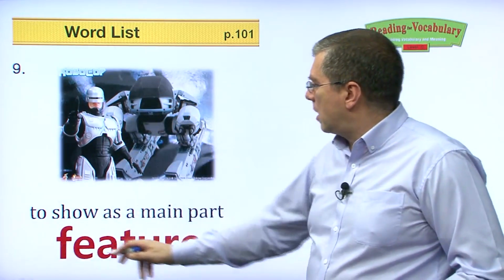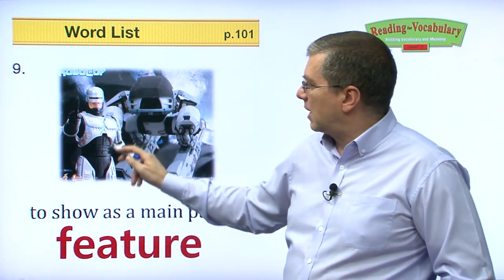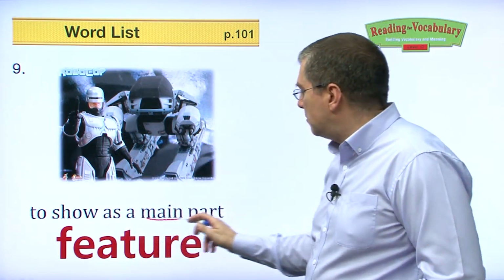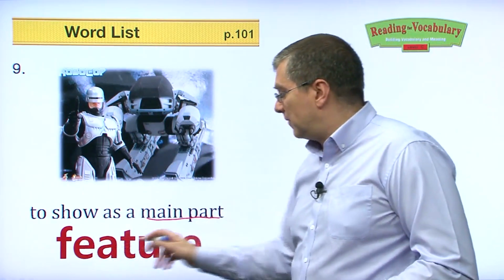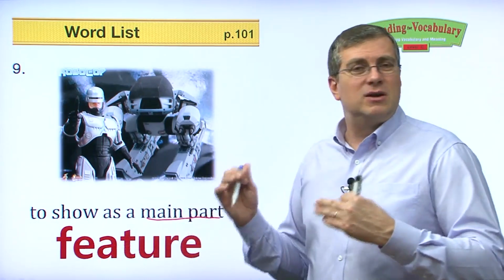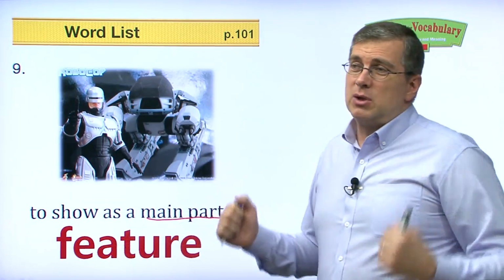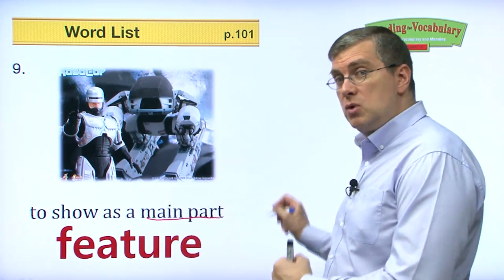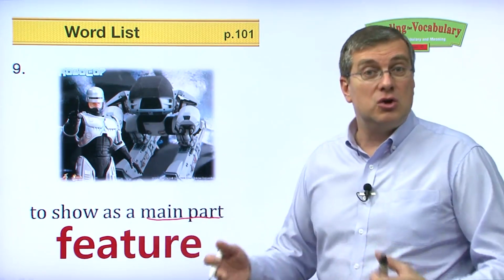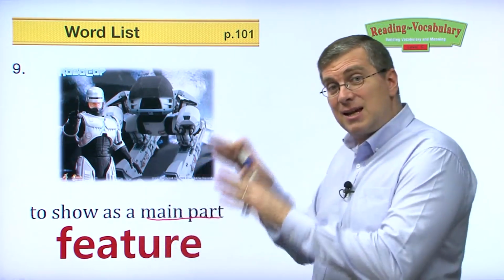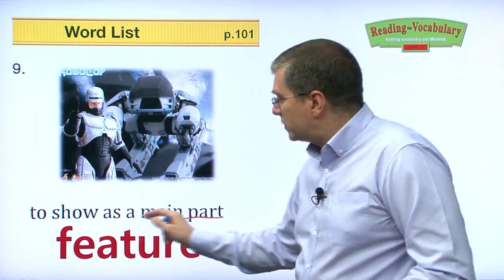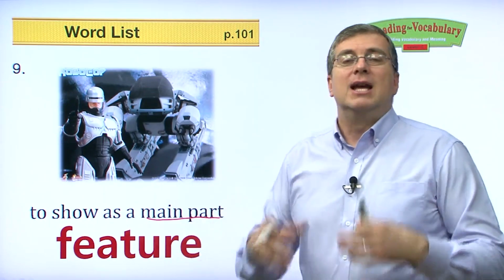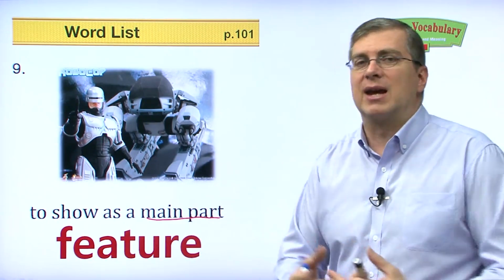To show as a main part, we use the verb feature. So RoboCop features this character here, and this is also the bad guy at the end of the movie. This is usually used to describe the actors or actresses in a movie. For example, you can say, the new movie is going to feature Brad Pitt. That means Brad Pitt will be a main part of the movie. You could also say, the new movie will feature New York, which means a place. The setting will be a main part of the movie. So it can be a person, a thing, a machine, an animal. It could be anything, really. It's just a main part of something. It features that thing or that person.